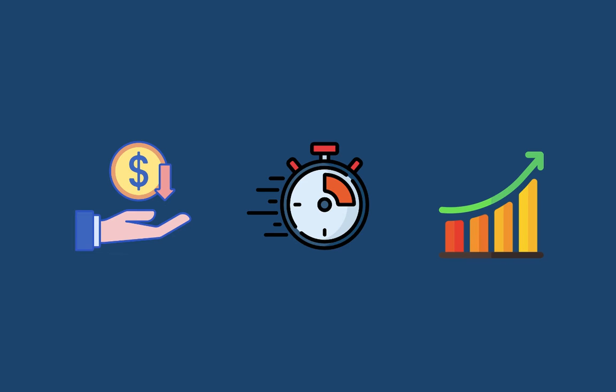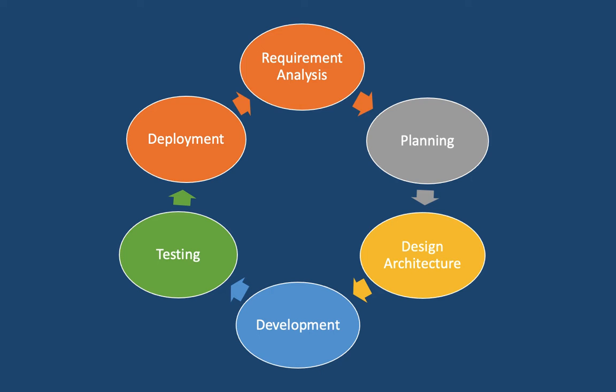But what are the phases of SDLC? We have 6 different phases. This figure shows the graphical representation of typical SDLC. Let's analyze these phases one by one.